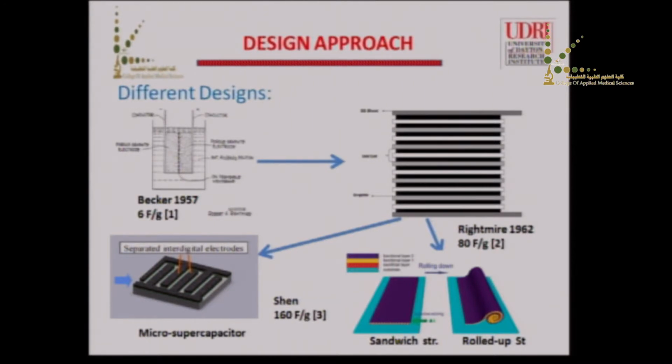After that, Reitmeier in 1962 was thinking about how to minimize the size of the supercapacitor and avoid the leaking issue by taking many layers and putting a gel-like electrode between them, with more concentration, and he got only 80 Farads per gram. After that, many types of supercapacitor were found in the world, like micro supercapacitors. Dr. Shane reached around 160 Farads per gram, and we also have different forms for micro supercapacitors, like sandwich, switch, and rolled up.